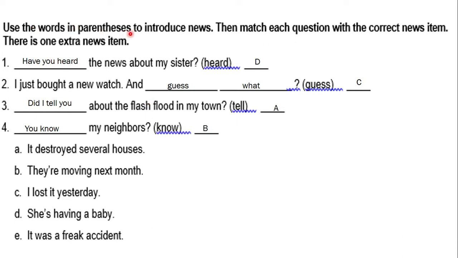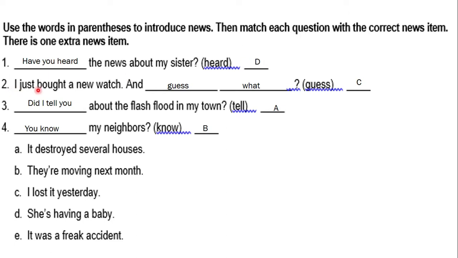Use the words in parentheses to introduce news. Then match each question with the correct news item. There is one extra news item that you don't need to use. So, for example, we have, it destroyed several houses. They are moving next month. I lost it yesterday. She's having a baby and it was a freak accident. Freak quiere decir cuando es algo grave, algo fuerte. Number 1. Have you heard the news about my sister? ¿Has escuchado las noticias acerca de mi hermana? The answer is, she's having a baby.